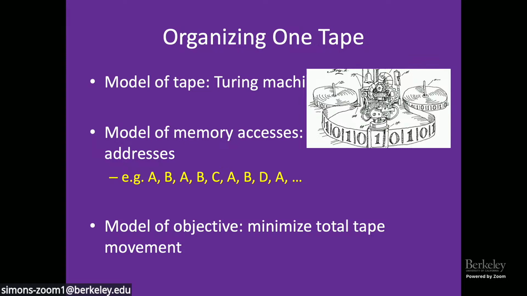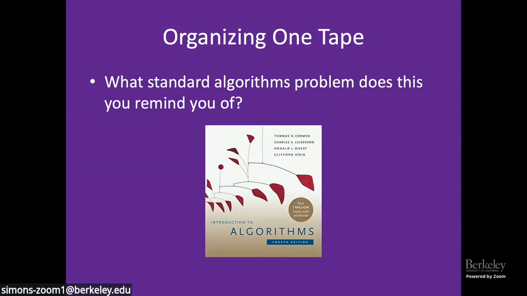So here is sort of the natural model of what we're doing. You have something like a Turing machine tape, you have a sequence of memory accesses, and you want to put the data there so that it minimizes the total tape movement needed to access all of these things. What problem in a standard algorithms book does this remind you of? Move to the front. Yeah, the list update problem, right?